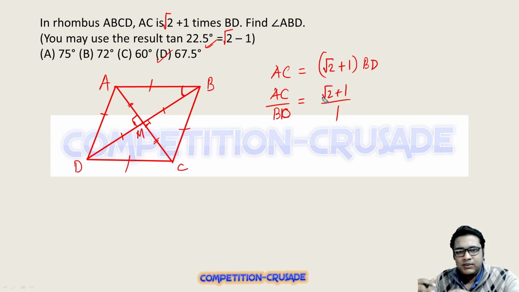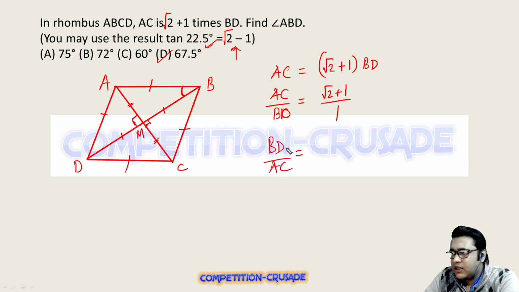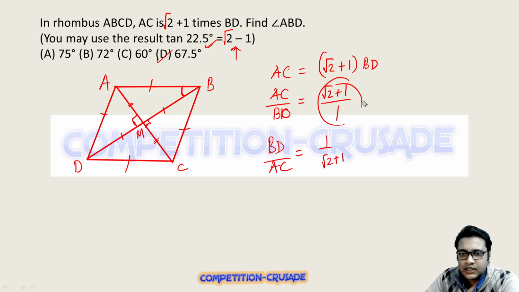Now, because this is a master series and we are learning concepts through practice, I want you to visualize what the significance of this root over 2 minus 1 given in the question is. If you can understand that, then when you decipher questions you will not have to spend so much time. So obviously I can do BD upon AC, I'm just reversing the ratio. It will be 1 by root over 2 plus 1, because in this form I cannot rationalize it. Rationalization only happens when the surd is in the denominator.